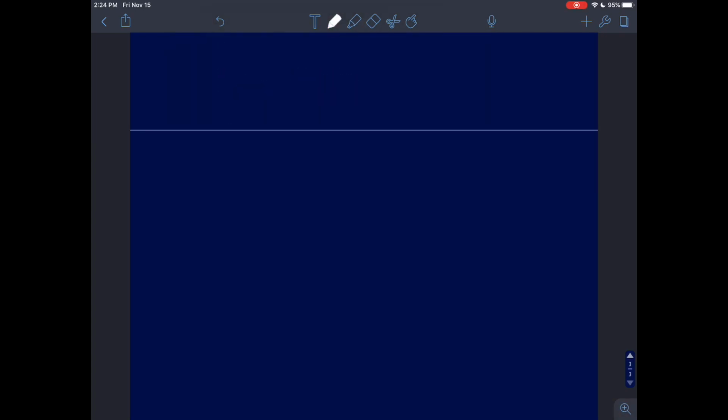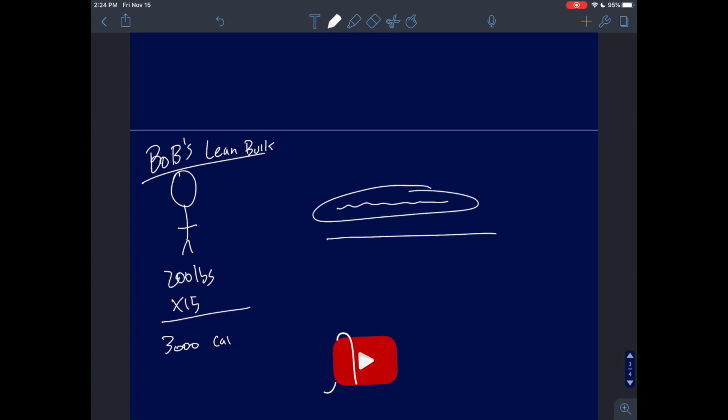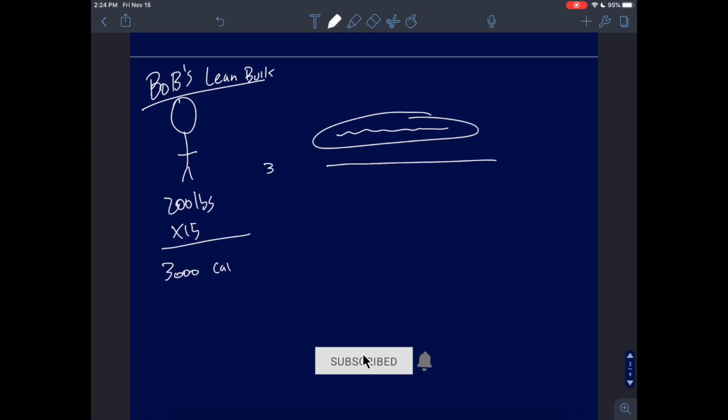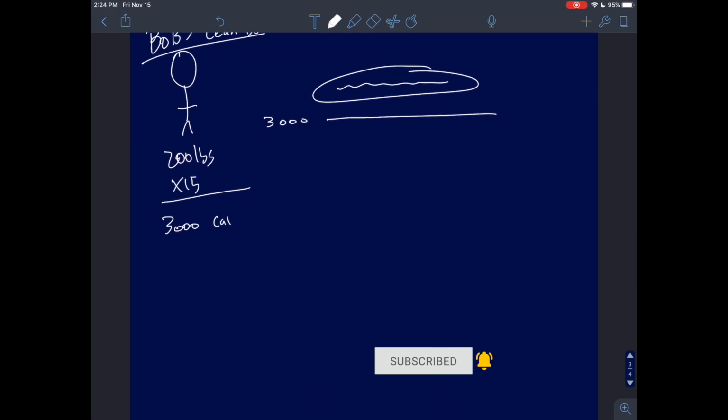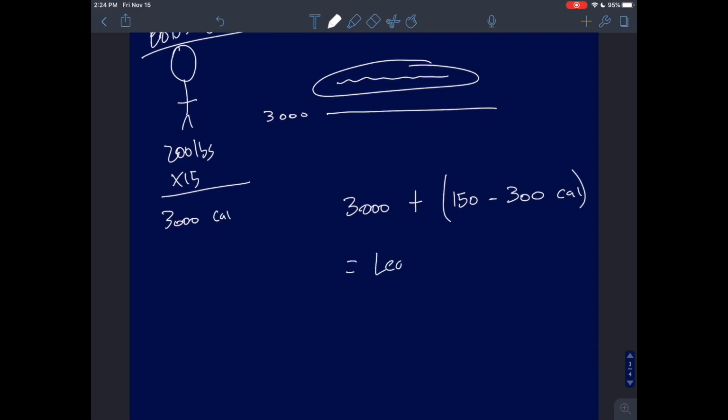Now, to calculate your macros, we're going to take that original formula for Bob. For Bob's lean bulk, we're just going to go a little bit above that line. Remember, just a little bit above it. We don't want to go anywhere else. So 3,000 calories is this line. We just want to add 200 to 300 calories to that, maybe even fewer, depending on how fast or not fast you gain weight. So 3,000 plus anywhere from 150 to 300 calories is good enough for our lean bulk calories.